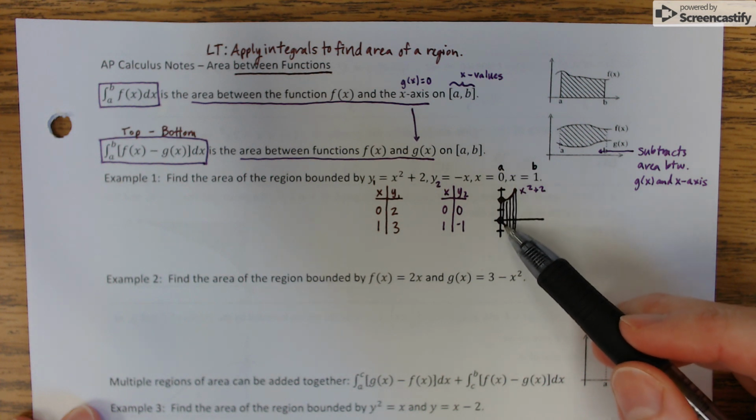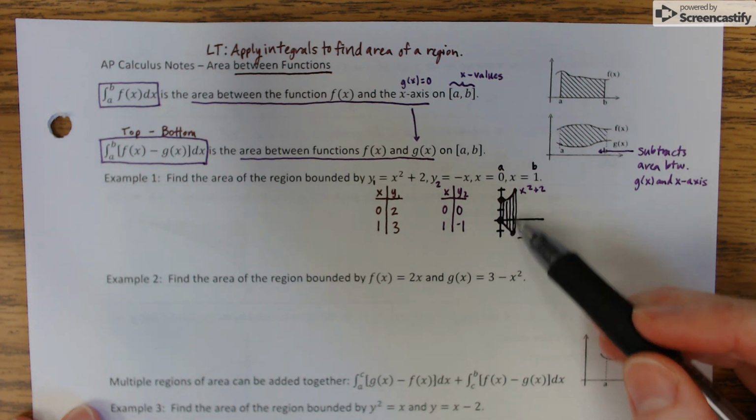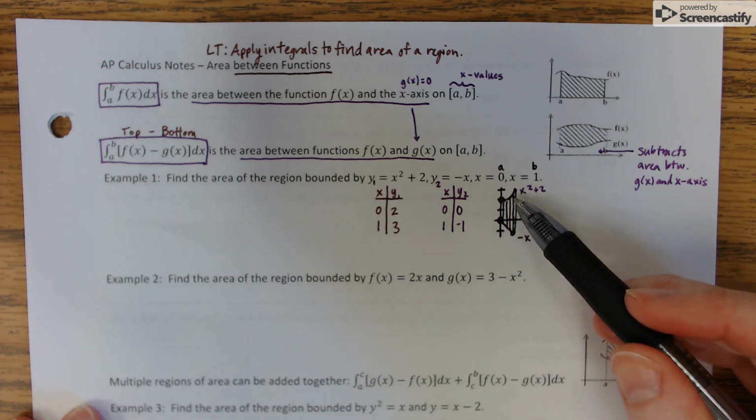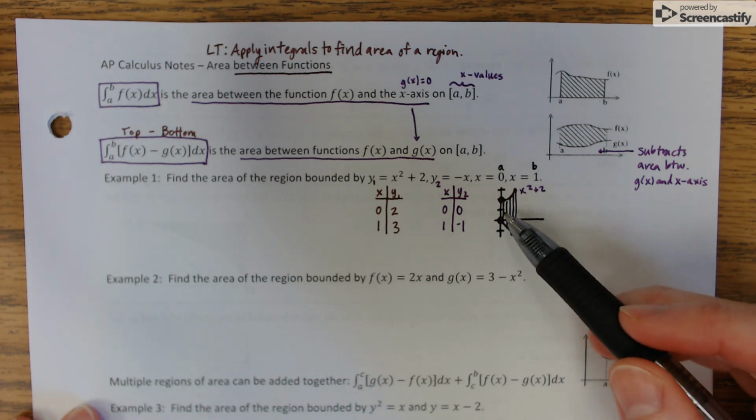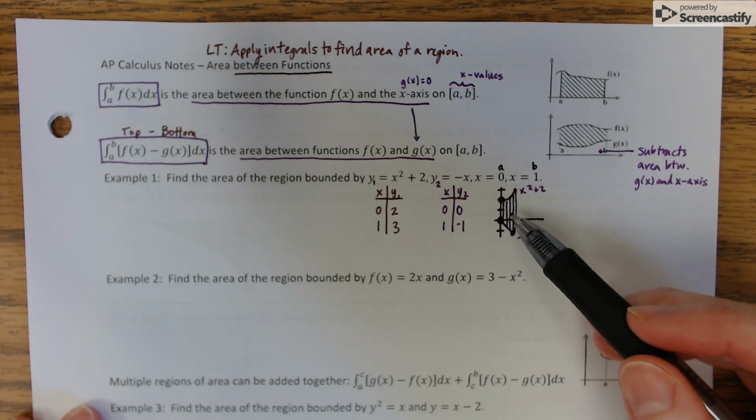And I want you to recognize that I shaded in with vertical lines because in a couple examples we'll realize that we are not always going to use a top and a bottom function, that sometimes we'll have to shade horizontally. So that's just a foreshadow of what's coming.